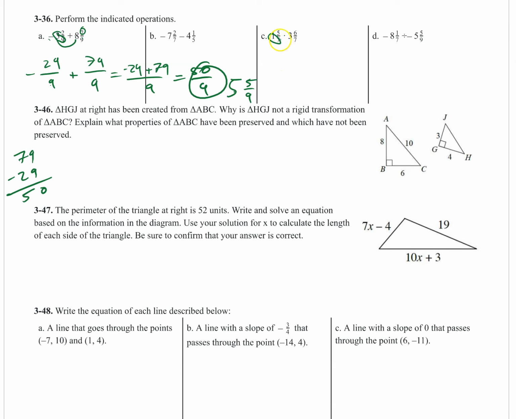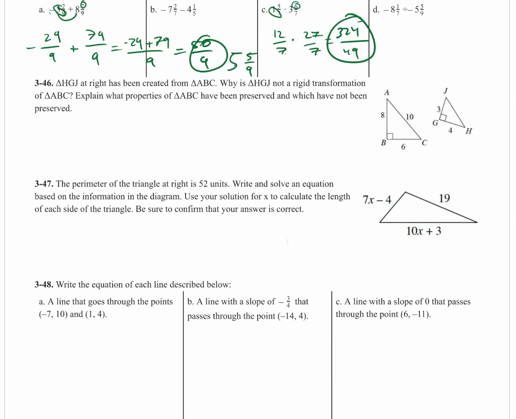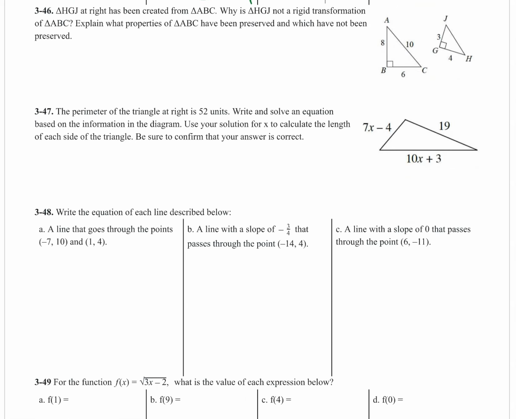Okay, now let's do the same thing. 1 times 7 is 7. Add 5 onto that, that's 12 over 7 times 3 times 7 is 21. If we add 6, that's 27 over 7. Since we're multiplying, we don't need common denominators. 7 times 7 is 49. Let's get a calculator. 12 times 27. That's 324.